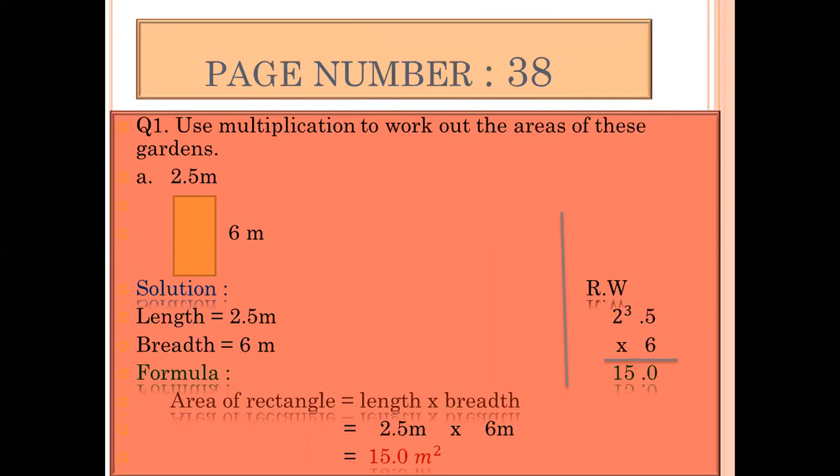In the rough work you see I multiply 2.5 and 6. After multiplication, 15.0 meter square is the area of the given rectangle. And always remember that the unit of the length and breadth, they both will be same. Unit means meter, centimeter, kilometer, the measurement which is written with the length or breadth. Come to part B.